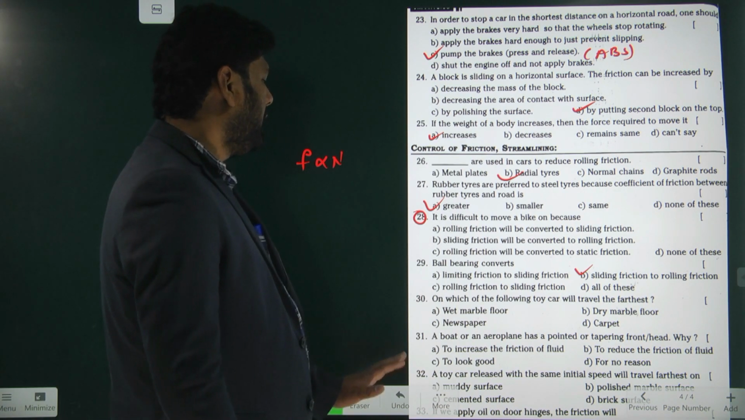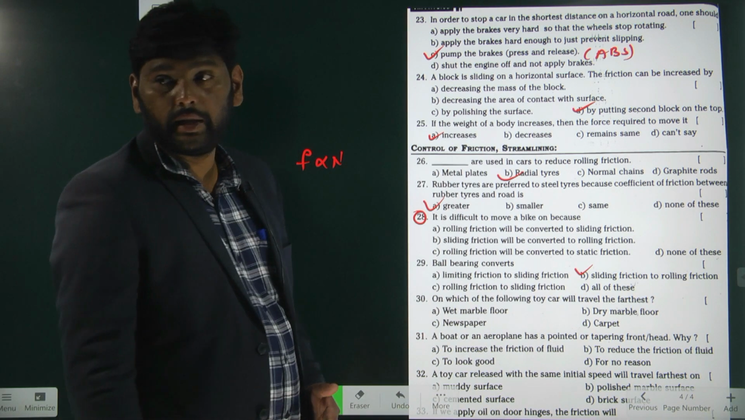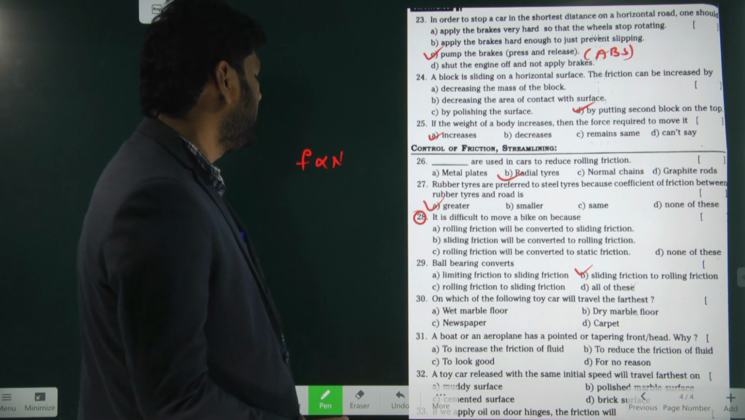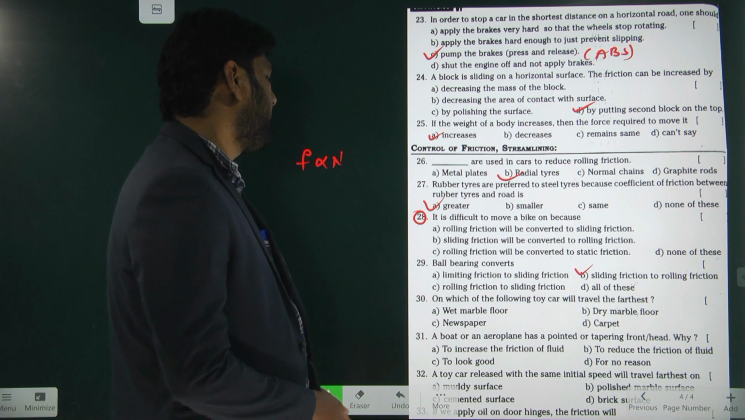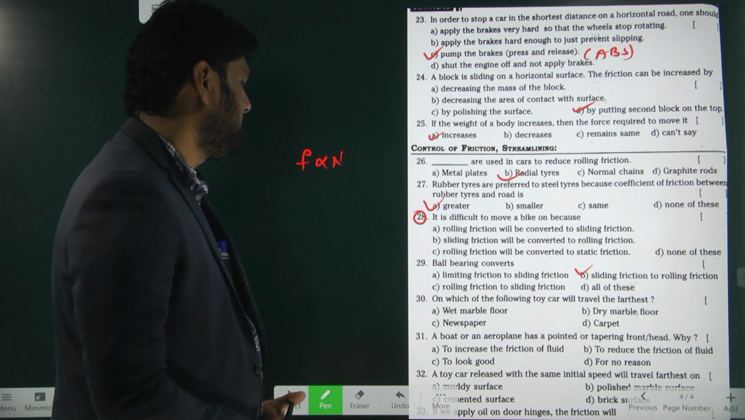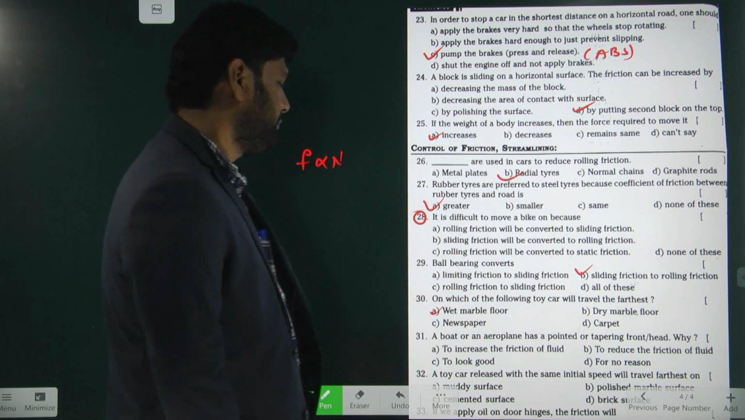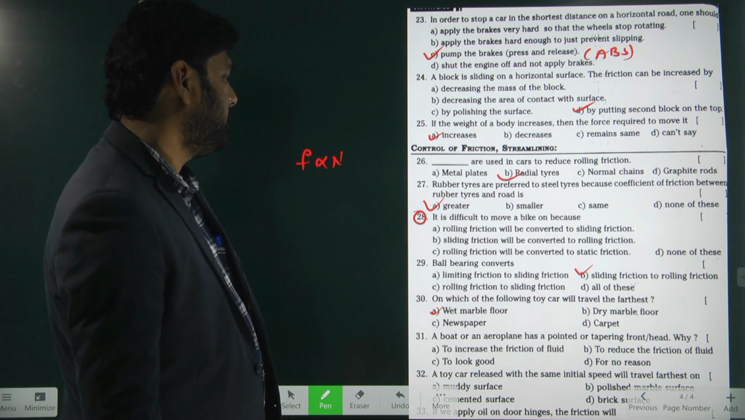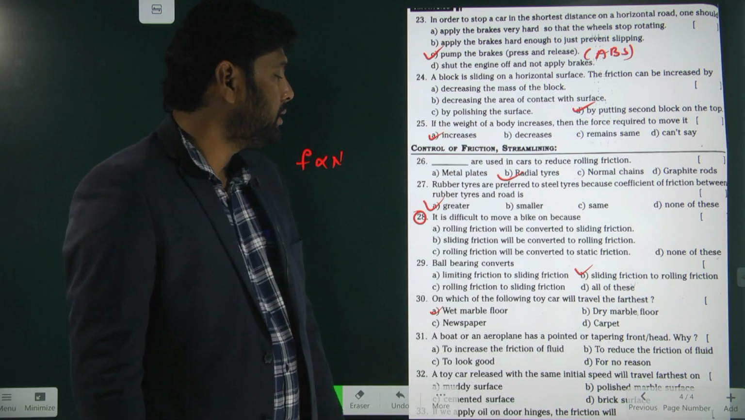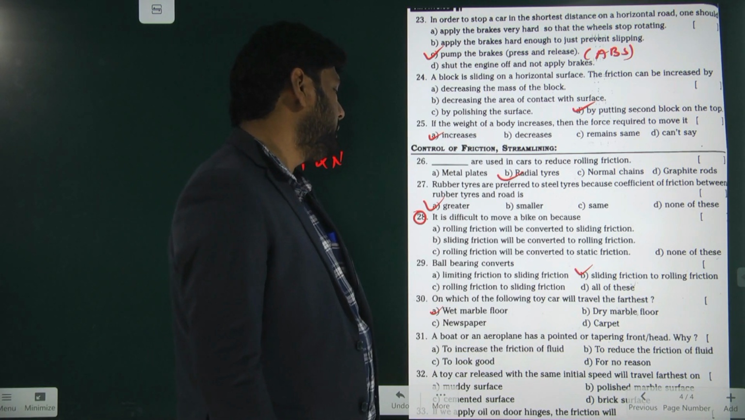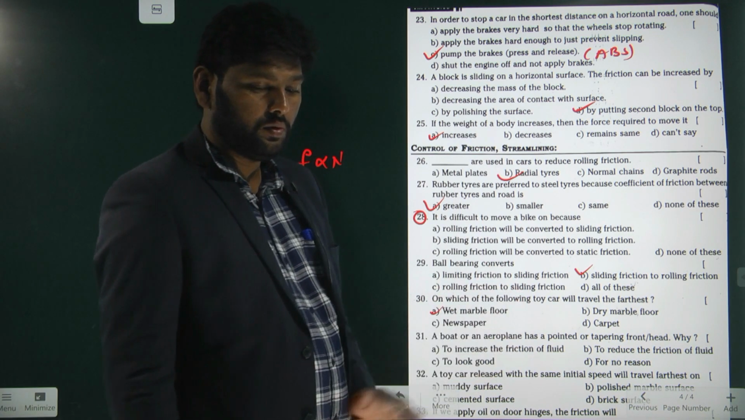Next one, on which of the following will a toy car travel the furthest? Tell me. Wet marble floor, dry marble floor, newspaper, carpet. Because in the wet marble you may get less friction than other surfaces, so that it can move a very long distance.